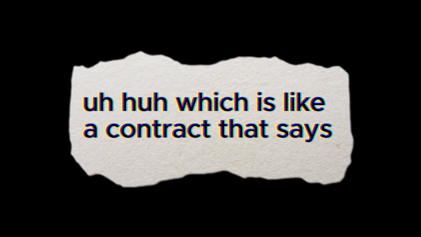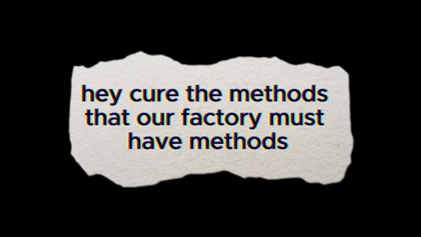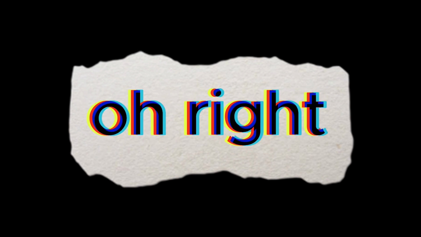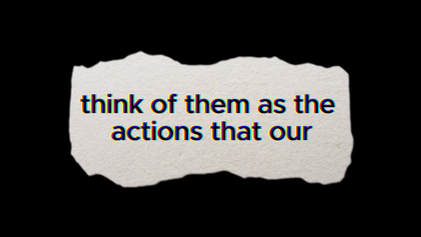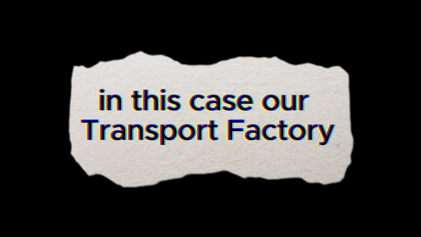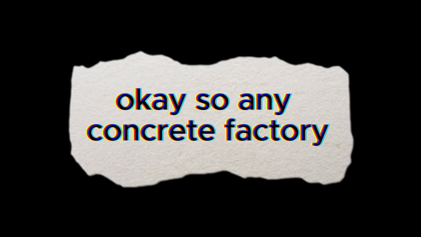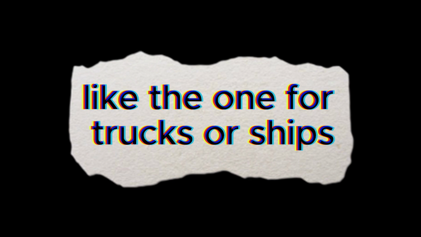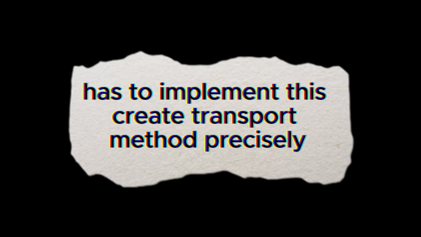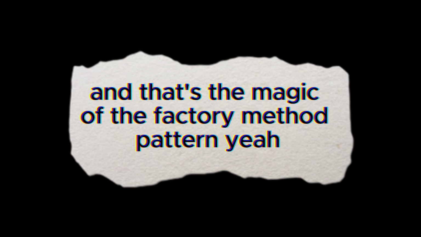Yeah. This master factory is actually an interface, which is like a contract that says, hey, here are the methods that our factory must have. Methods. Remind me what those are again. Oh, right. Think of them as the actions that our objects can perform. Okay. In this case, our transport factory interface would have a method called create transport. Okay, so any concrete factory, like the one for trucks or ships, has to implement this create transport method. Precisely. And that's the magic of the factory method pattern.